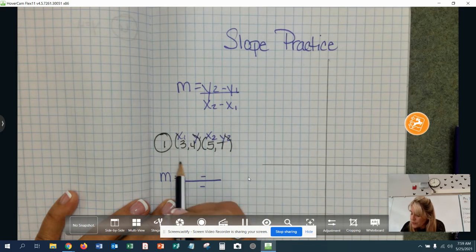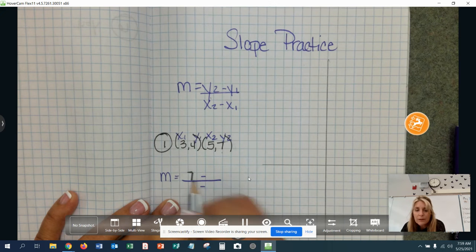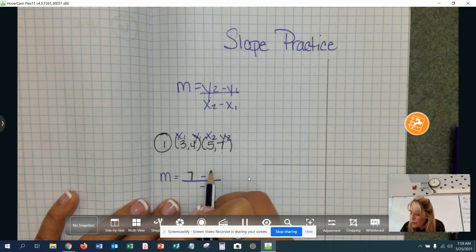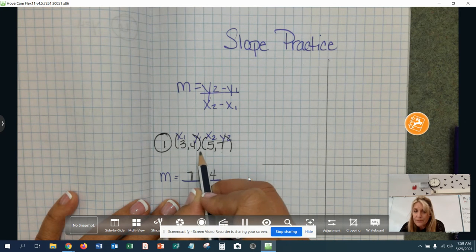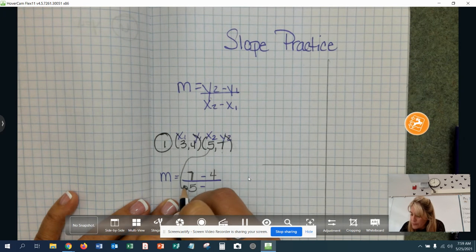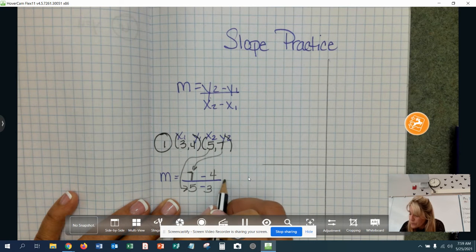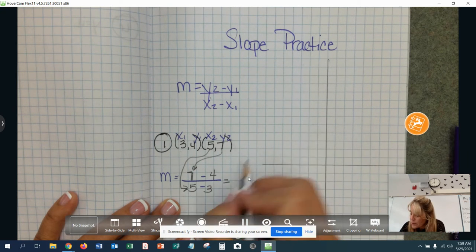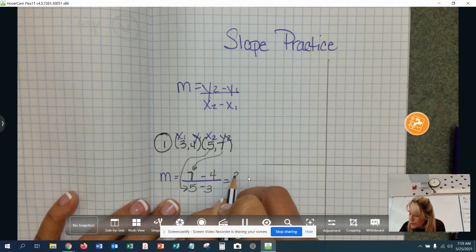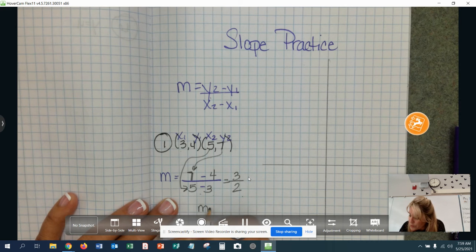So this y2 is the first thing. If you notice, it's here. So we're taking this y2 and we're putting 7 right here. And then y1 is 4, and it goes right here. And we have this negative, so they'll be subtracted. And then we have x2, and it goes right there. And then the x1, 3, goes here. And then we just subtract them. 7 minus 4 is 3, and 5 minus 3 is 2. So your slope, your m equals, is 3/2.